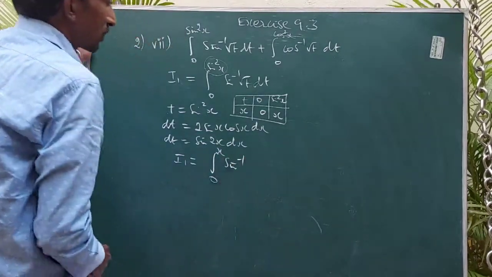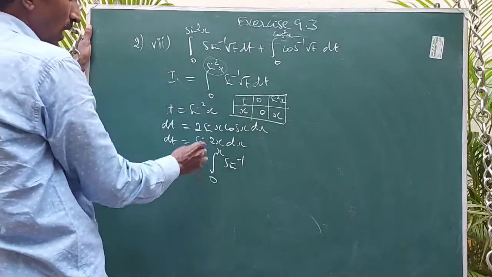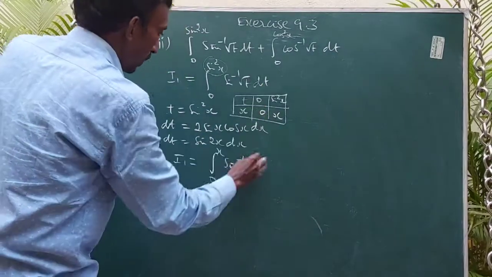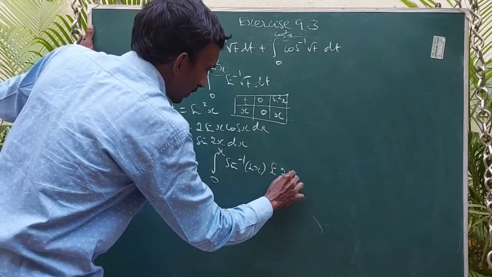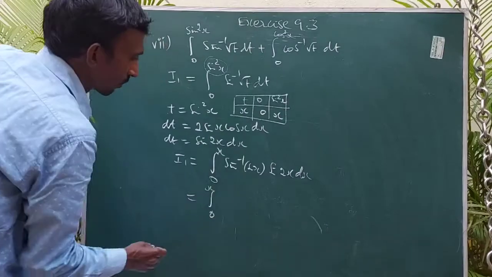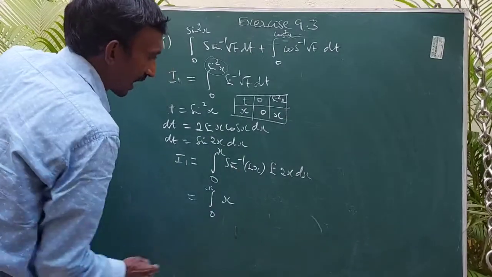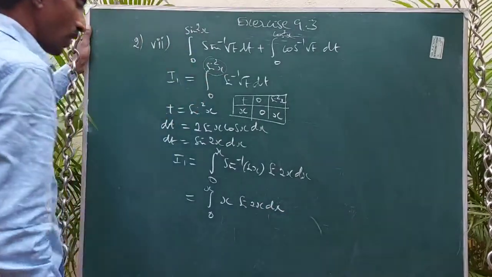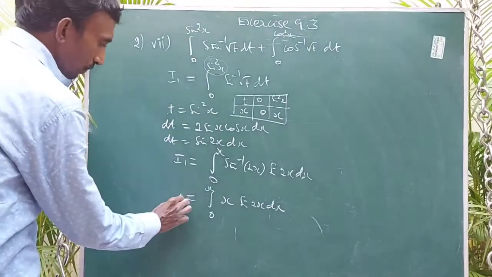sin inverse of root of sin square. Root of sin square is sin x, into sin 2x dx. So integral 0 to x, sin inverse of sin x is x, into sin 2x dx. Okay, so keep this one.